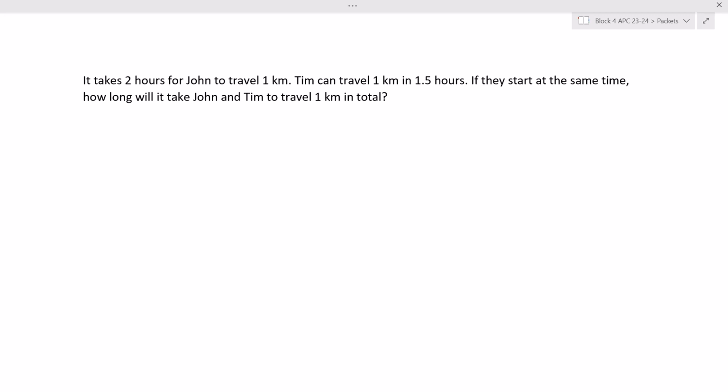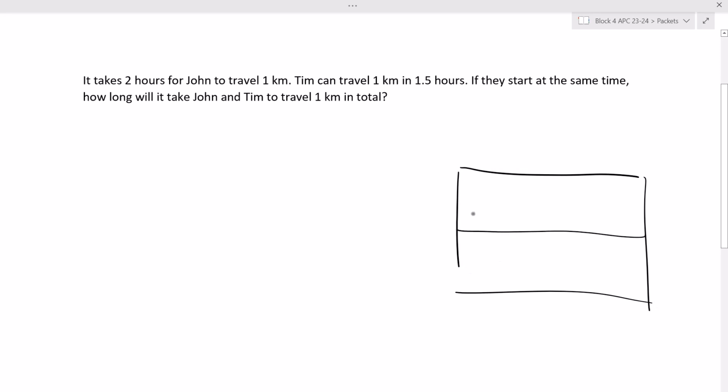So this seems familiar, but this is probably different from most of the RTD type of problems we've done. But I'm going to start the same. R times T equals D. And we have information for John and Tim.